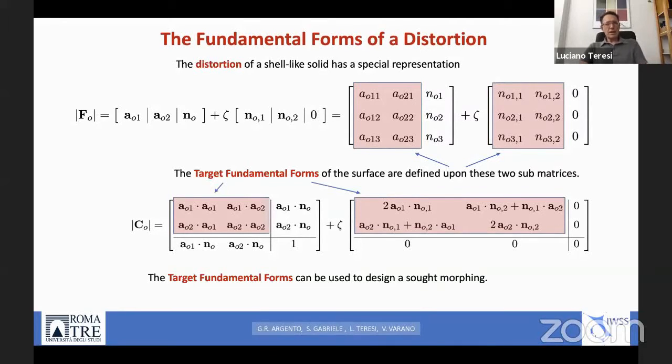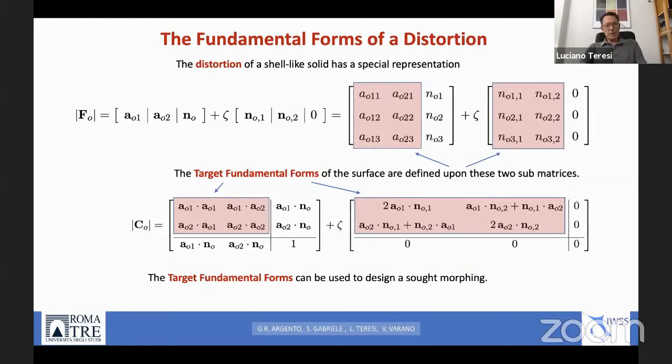The idea is that to morph a solid, you need to assign a distortion, which is equivalent to a target metric. Instead, if you want to morph a shell, you have to assign the fundamental forms of a surface. Of these two fundamental forms, the first one is related to the membrane strain. The second one is related to the bending, the curvature of the middle surface.